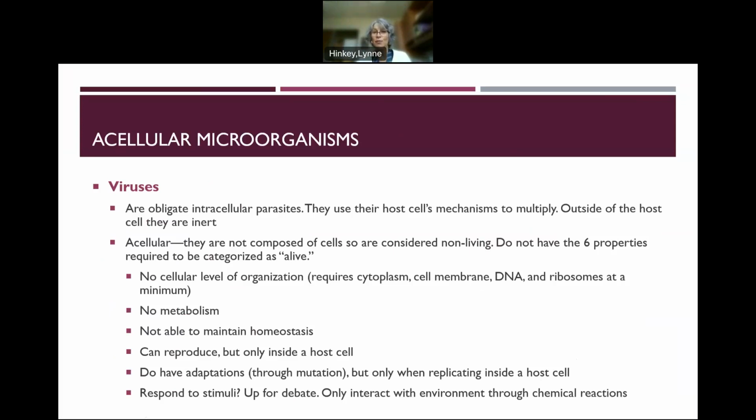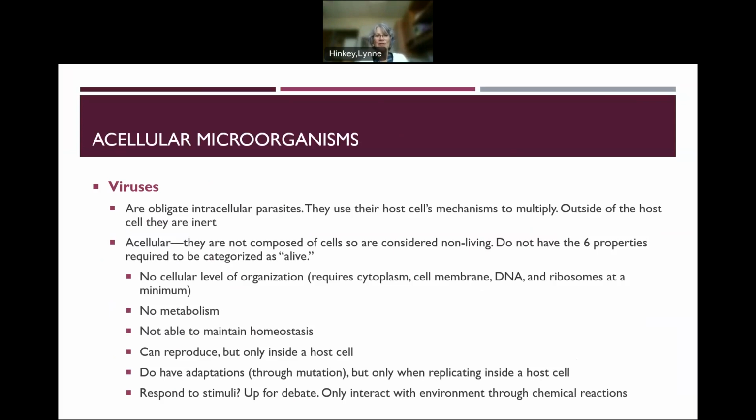And within that cytoplasm, we must have DNA. Got to have the instructions for how we will metabolize or function. We have to have ribosomes. Ribosomes are organelles where we make proteins, since all our chemical reactions, all of our metabolism requires proteins, enzymes, for us to function.